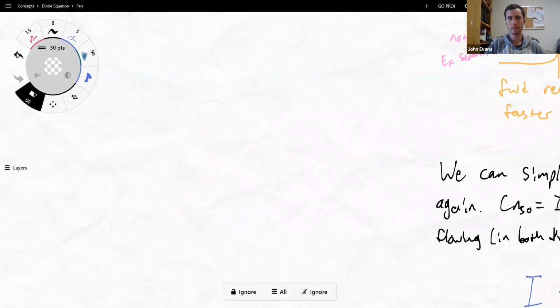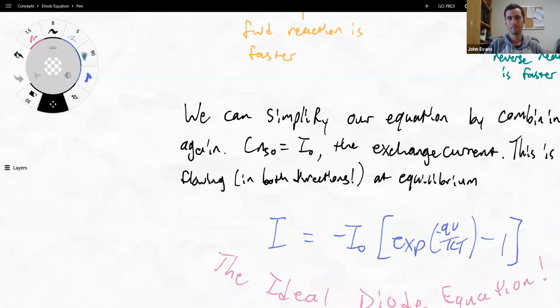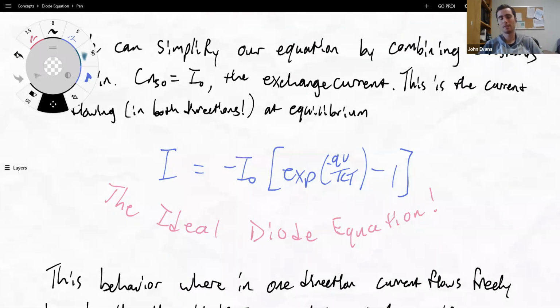So hopefully that makes sense. And that brings us to this expression, the ideal diode equation. The current is equal to negative exchange current multiplied by exponential of negative QV over KT minus 1. This is the equation for diodes. It's super duper important. You should write it down. You should memorize it. It is going to come in real handy, and we're going to modify it a little bit. But this is its ideal form.